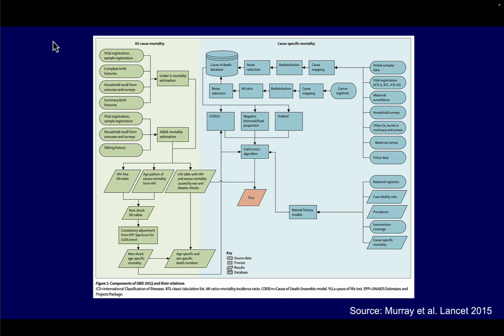On the right hand side of this figure, you can see where the cause-specific information comes from. So either verbal autopsy on the top right or vital registration with ICD coding, as well as some of the other data sources, many of which we've already discussed. So this is all just to say that the process of estimating the all-cause and cause-specific mortality rate in the global burden of disease study is complicated, and it involves combining information from all the potential data sources in the hopes of generating more reliable and accurate estimates.